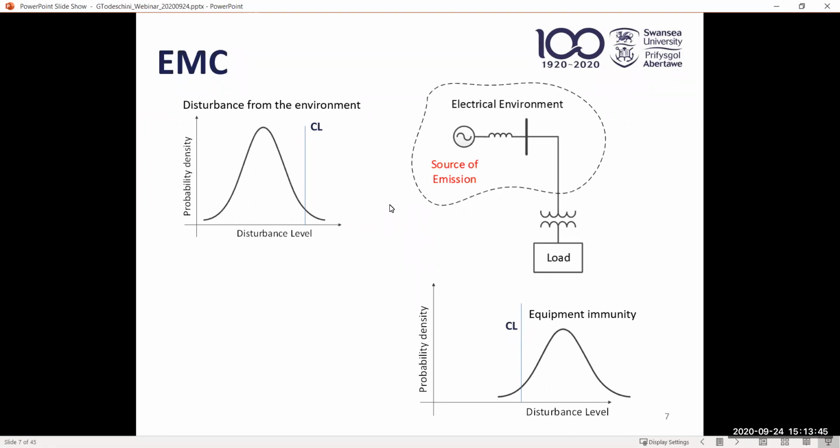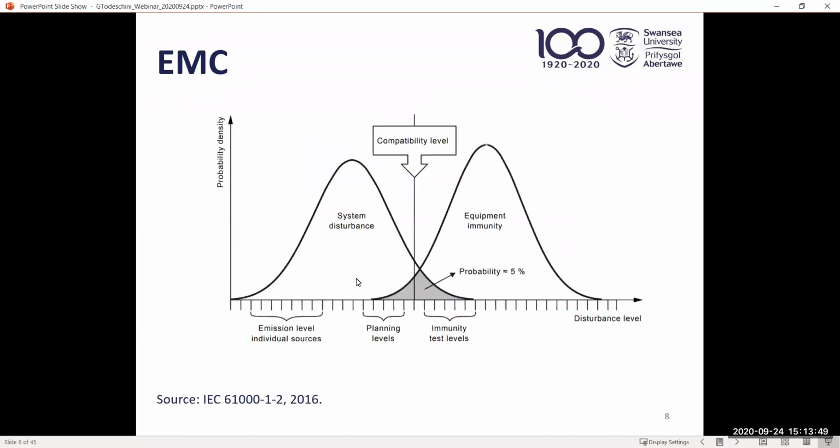So what is the point then of these two graphs? Well, electromagnetic compatibility essentially means that the system and the equipment is designed in such a way that we minimize the interference. So system disturbance is kept below a certain level, and equipment immunity has to be above a certain level. This level is essentially provided by this vertical line. So CL that I showed previously is the compatibility level, and this is defined as a reference level for coordination in the setting of emission and immunity.